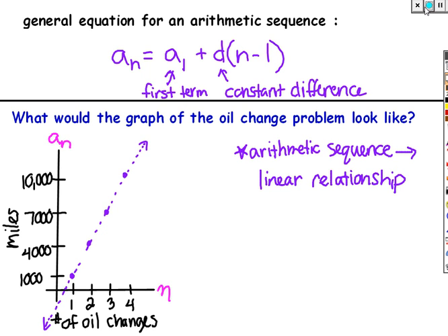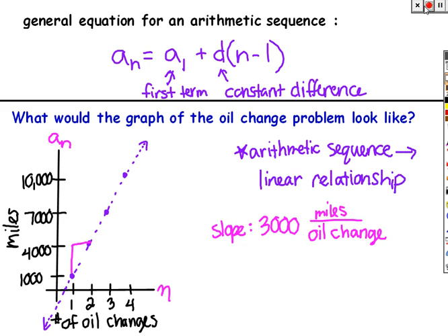So if I connect these points and I look at the line, what's the slope of the line? Well, rise over run, it looks like I'm rising 3,000 for every oil change. So the slope is actually 3,000 miles per oil change, and that's your constant rate of change. Remember, slope is the rate of change. So big idea here, because with arithmetic sequences, you have that constant rate of change. You're adding that same constant difference on each time.